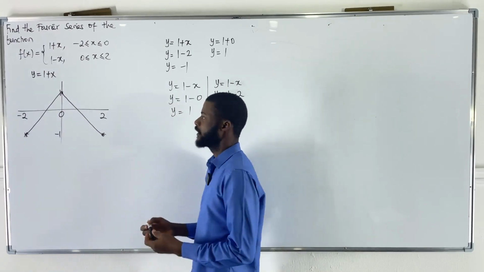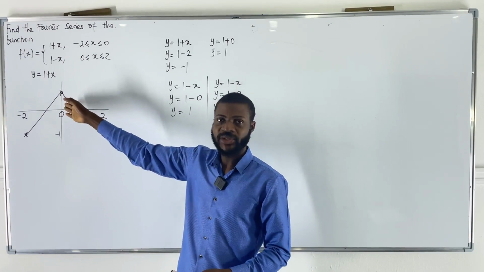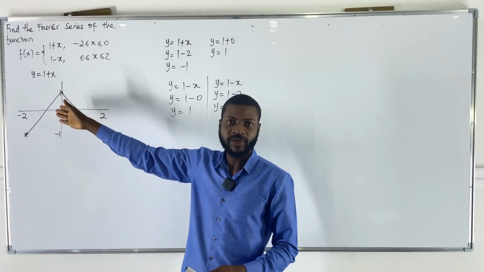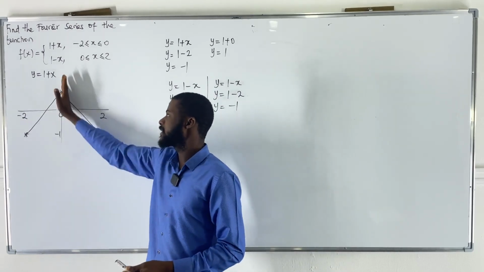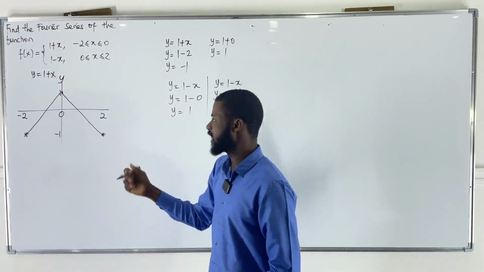Now as you can see, this is symmetric at the y-axis. If this is symmetric at the y-axis, it is clear that this function is going to be an even function. So this function is even because it is symmetric at the y-axis. Alright, so let's proceed.